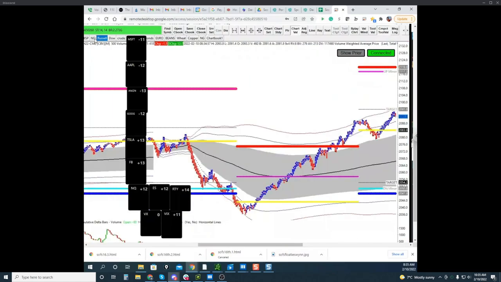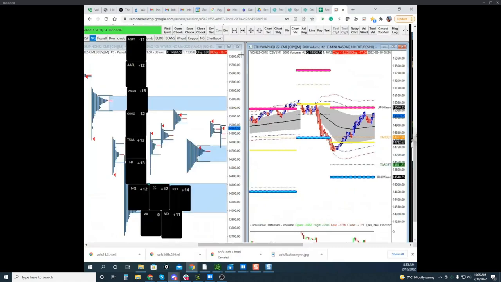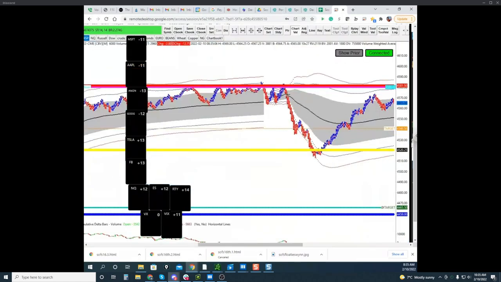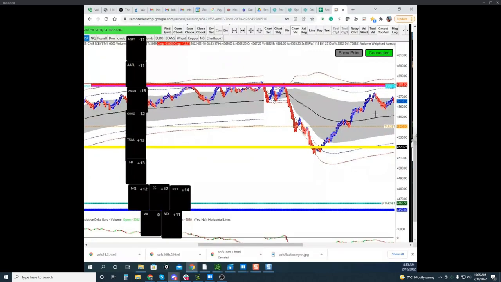Like Russell, I use 500. And Q, I use 6,000, which is too much for a Q, but it's fine for now. All it's going to do is not draw bars as often. It's not a big deal, but you want it showing you more bars, but not too many bars. There's a happy medium there.